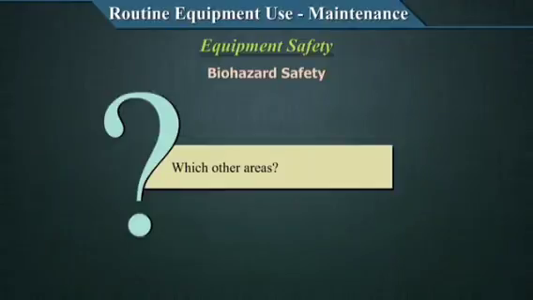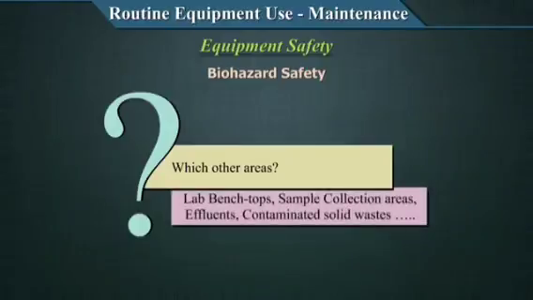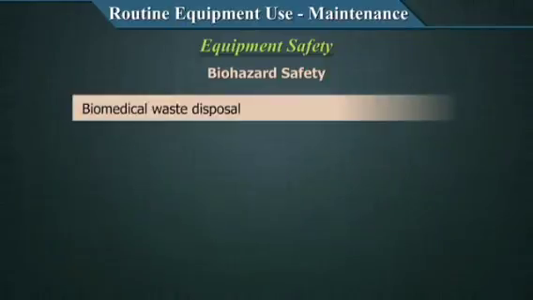We are talking about equipment here, but we also need to be aware that decontamination processes involve lab benchtops, sample collection areas, effluents, contaminated solid waste, etc. So decontamination practices should be part of your laboratory safety protocol, not just in equipment but also in other areas. From decontamination, we move on to biomedical waste disposal.